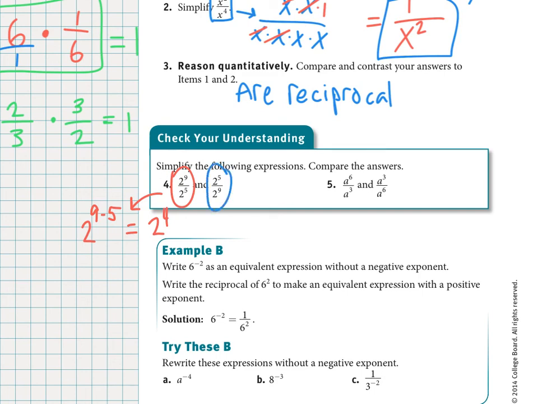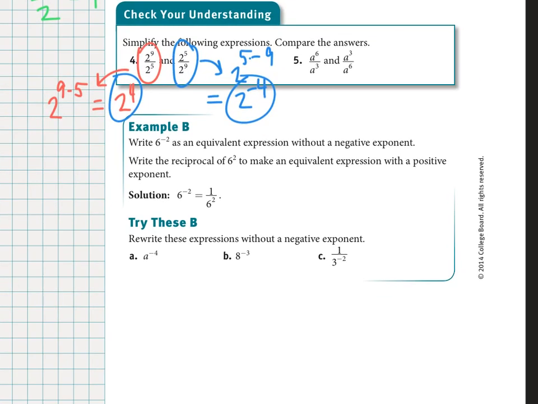Okay, this problem, 2 to the 5th over 2 to the 9th, is 2 to the 5 minus 9, right? That order is important. It's 5 minus 9. And that one, 5 minus 9, is actually negative 4. Okay, so again, these answers are reciprocals of each other again. All right, let's take a look at example B here. Can we write 6 to the negative 2 as an equivalent expression without a negative exponent?